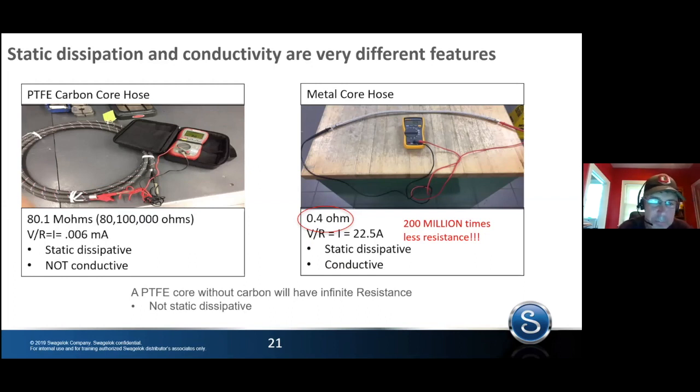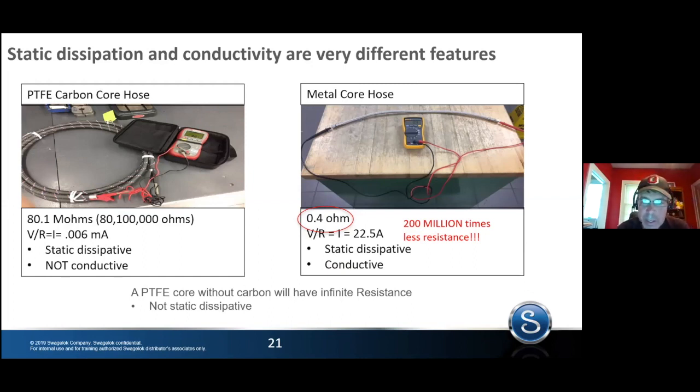And what we had here with this hose is 80 million ohms of resistance, 80 mega ohms. That's a huge resistance. There's very, very low current, but it's enough current to dissipate the static buildup, and that's what's important. So this hose on the left is considered to be static dissipative, but is not conductive. It's not going to act, for example, as a grounding wire from one end connection to the other. It's not conducting electricity at the level that you would think.